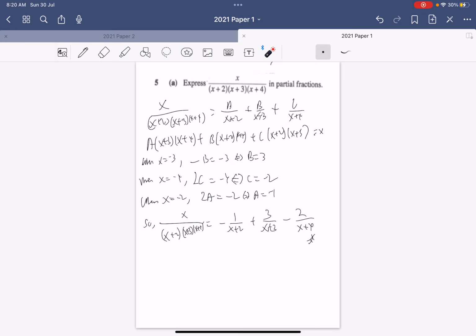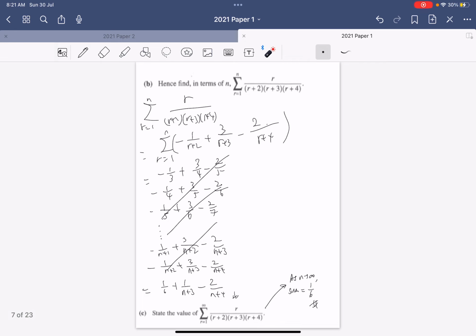So to do it, you just sub x equals to minus 3 first, then this term and this term cancel, then you just find b. Similarly, you sub x equals to minus 4, you get c, and x equals to minus 2, you get to cancel these two terms because this part is 0, and you get a equals to minus 1. And so the partial fractions form will be as follows.